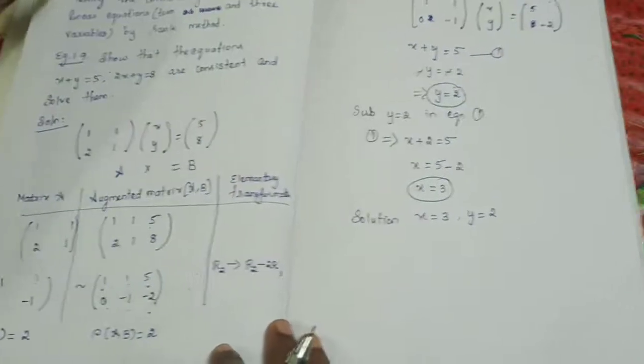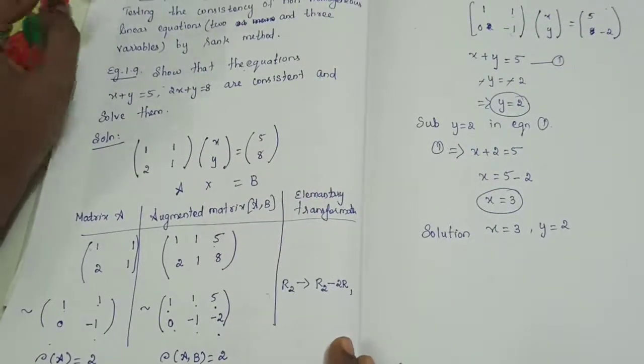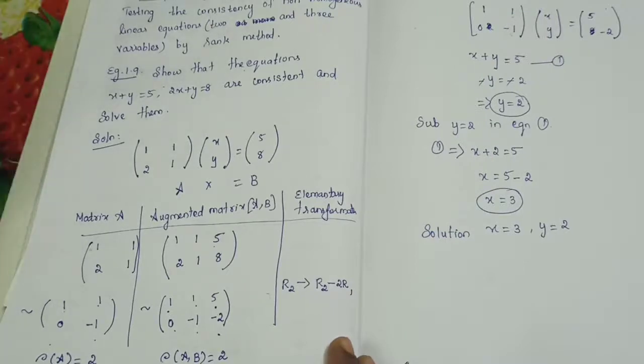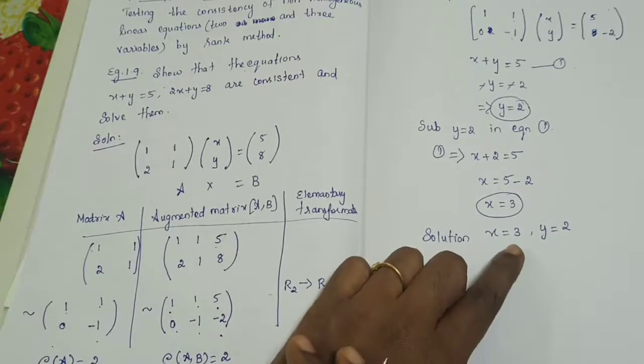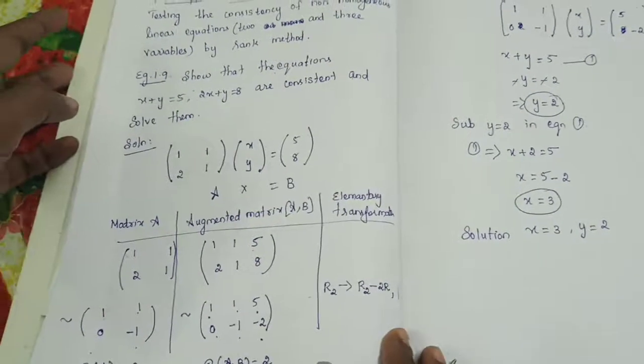If you have a doubt, you have learned in the lower class, is it right? How to solve two equations by the elimination method or by the substitution method. We can check the answer easily. Okay, now you have got the answer 3 and 2. Shall we check whether the answer is correct or not?